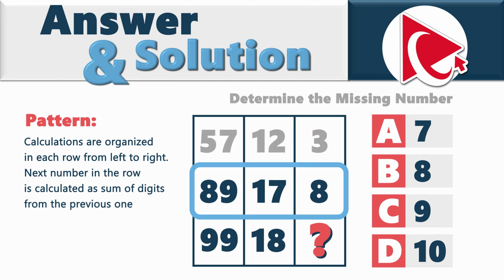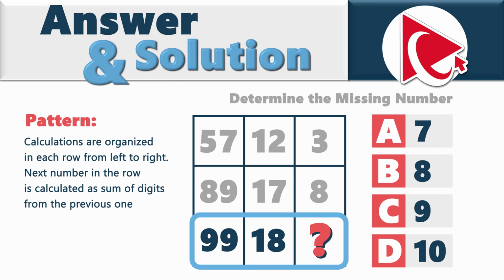Let's look at the second row. The second row starts with the number 89. 8 plus 9 equals 17, and then 1 plus 7 equals 8. The third row starts with the number 99. 9 plus 9 equals 18. So to calculate the missing number, we need to add 1 plus 8, and the result of this is 9. So the correct answer here is choice C, 9.